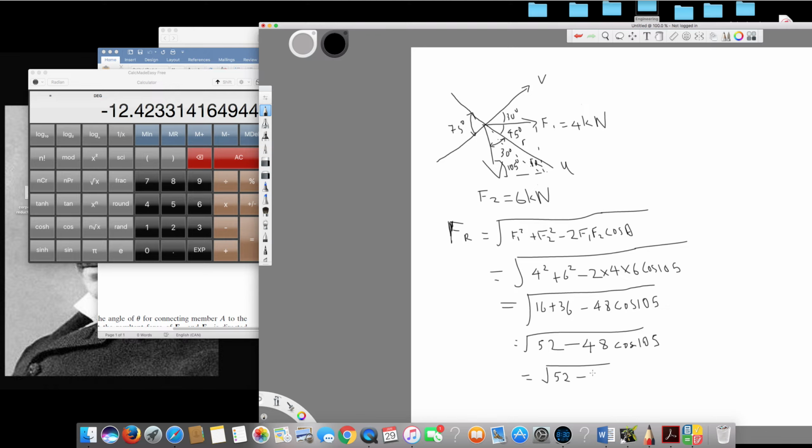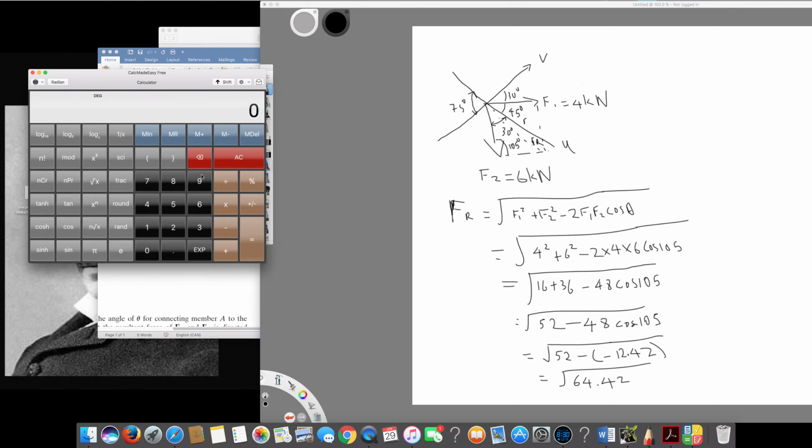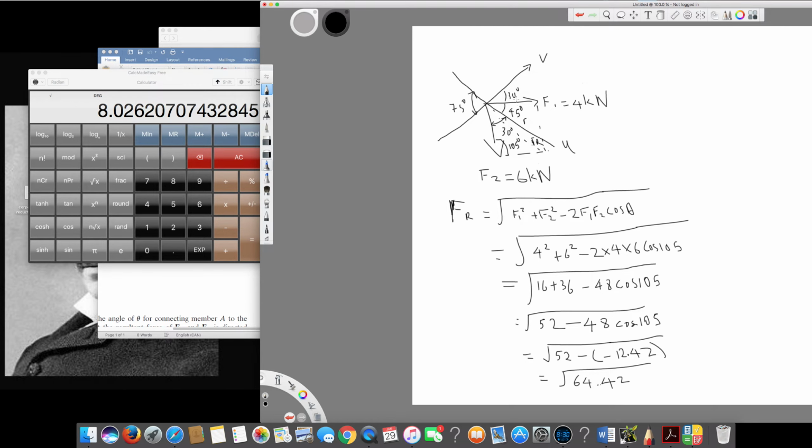52 minus 12.42. So minus becomes plus, so I'm going to add it directly. It's going to be 64.42. We have to find the root of that. 64.42 square root is 8.03. So this is our final answer.